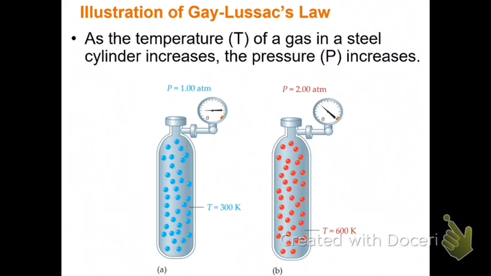All right, this illustrates Gay Lussac's law. So if you were to increase the temperature in this gas cylinder from 300 kelvins to 600 kelvins, then you would expect the pressure to rise as well, to increase, to double. So you double the temperature, you would also double the pressure.